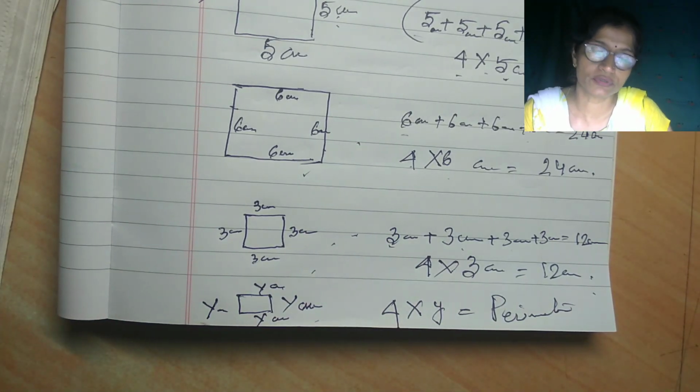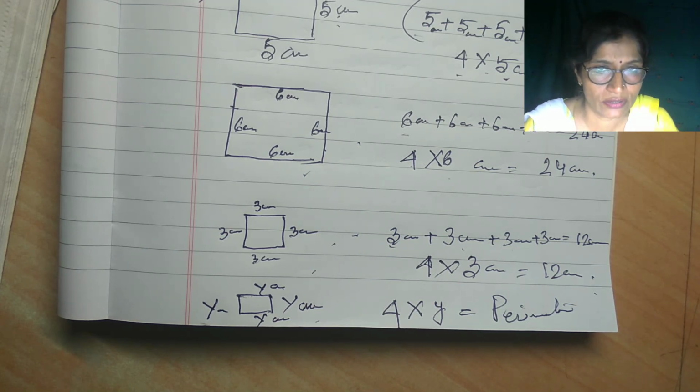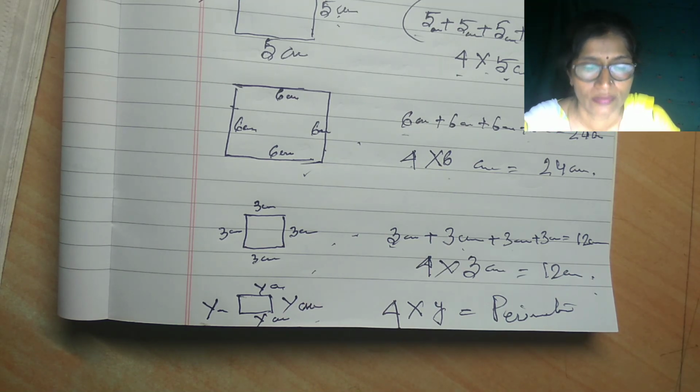Another square. Suppose each side is 8 centimeter. Then what will be the perimeter? Obviously, 4, and instead of y you will write 8. So 4 times 8 is 32 centimeter.